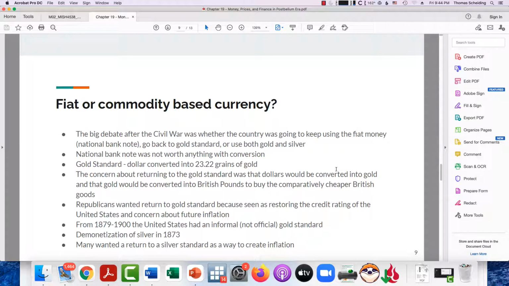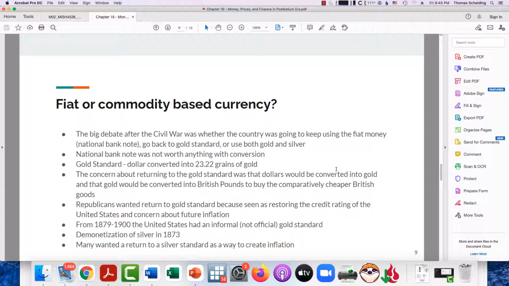The currency is where we have many of the problems. Because of the currency, we had this uncertainty about whether we were going to have a gold standard, a silver standard, or no standard at all.